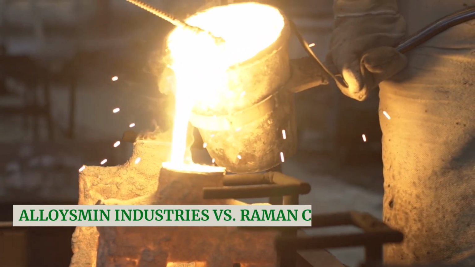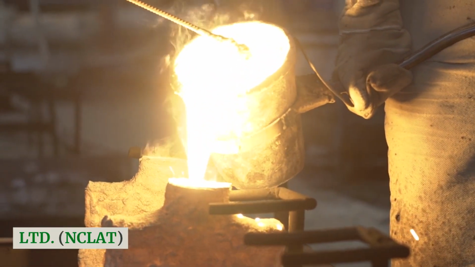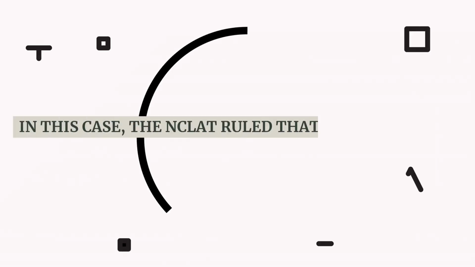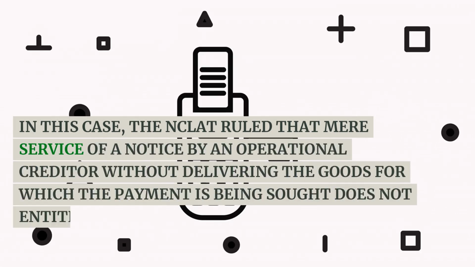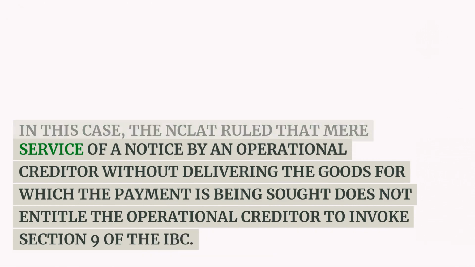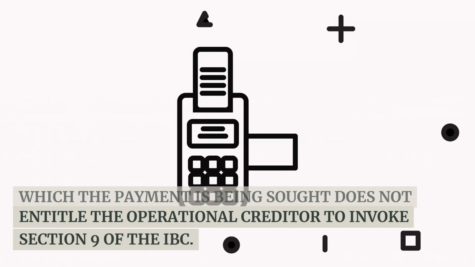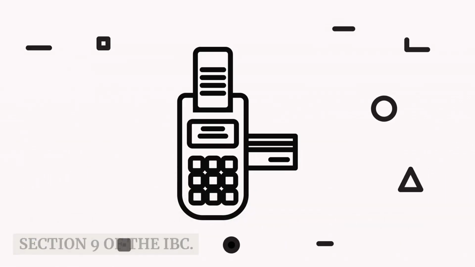Aloysman Industries vs. Raman Casting Private Limited, NCLAT. In this case, the NCLAT ruled that mere service of a notice by an operational creditor without delivering the goods for which the payment is being sought does not entitle the operational creditor to invoke Section 9 of the IBC.